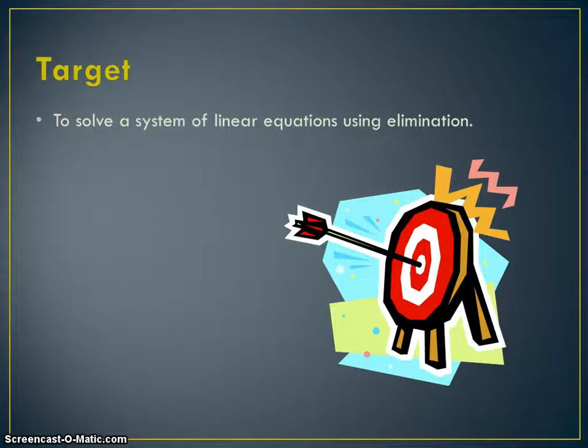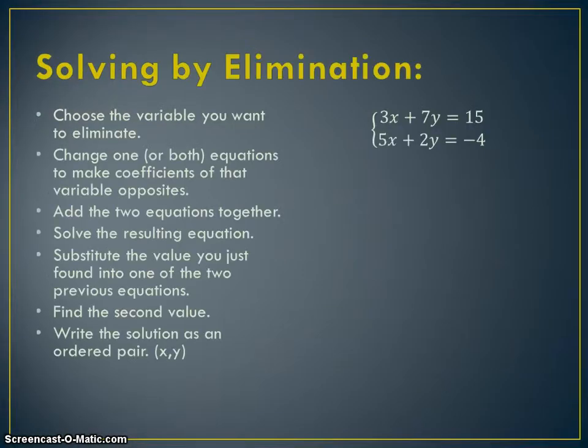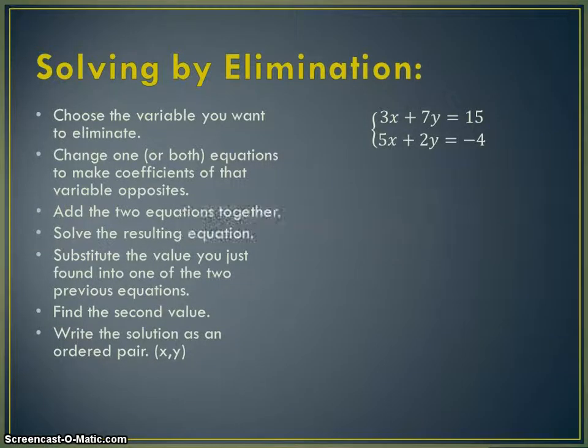Today we're going to look at how to solve a system of linear equations by using a method called elimination. To use elimination, the first thing you're going to have to do is make the decision about what variable you would like to eliminate from your problem. This method works best when both of your equations are in standard form, and we're going to choose one of these two variables that we would like to eliminate.